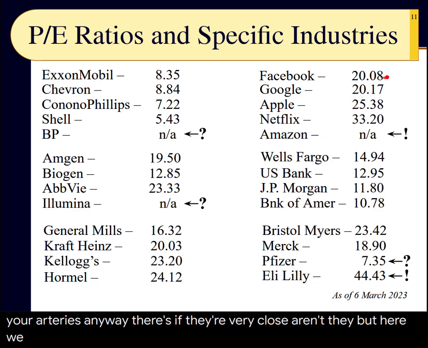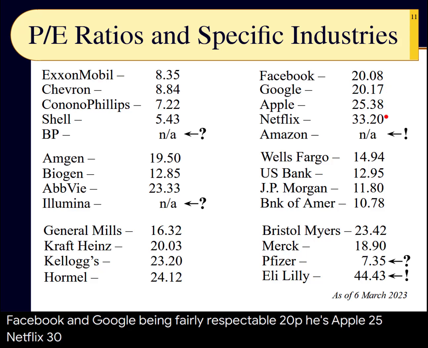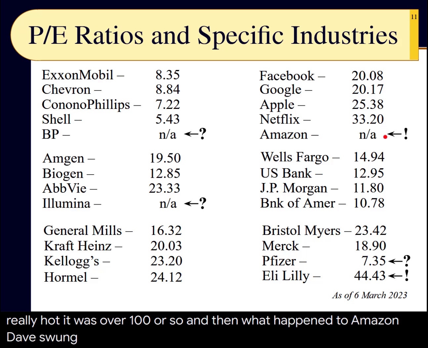But here we finally start to see some divergence, with Facebook and Google being fairly respectable 20 PEs, Apple 25, Netflix 33. Of course, you had seen that a year or so ago, before the 2022 downturn, it was really high, over 100 or so. And then what happened to Amazon? They've swung to a loss after many years of profitability.